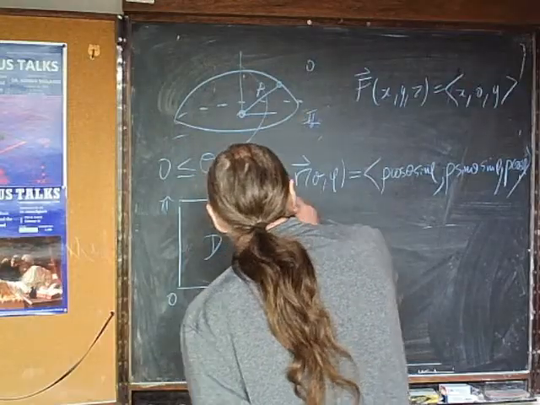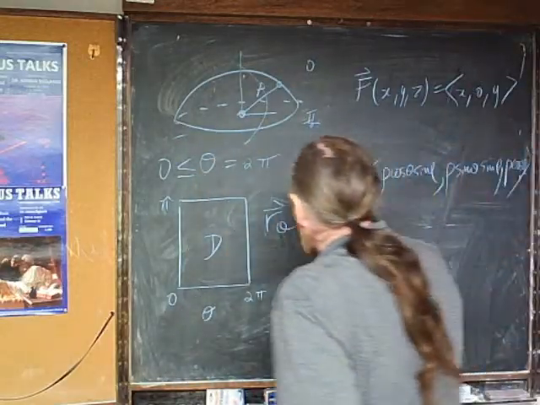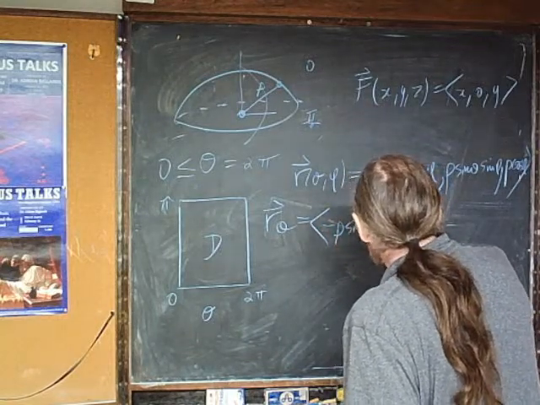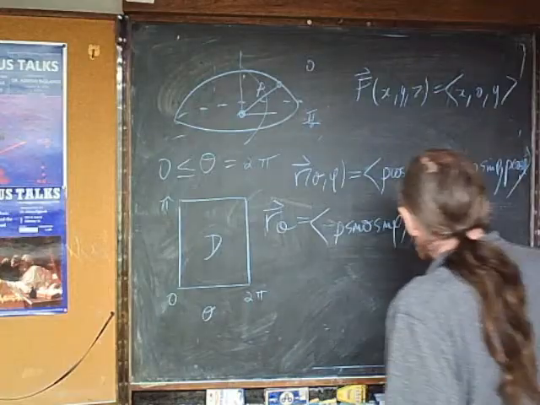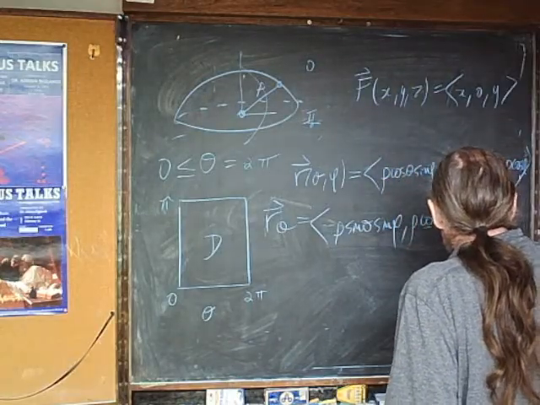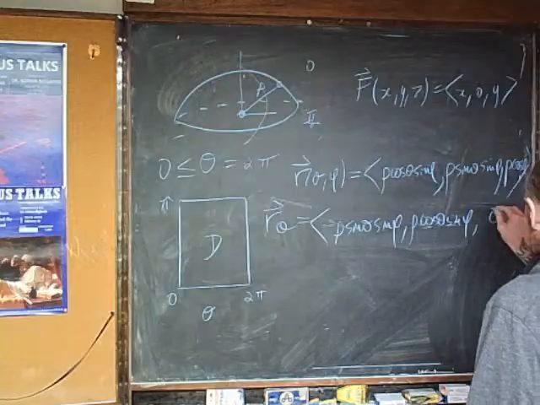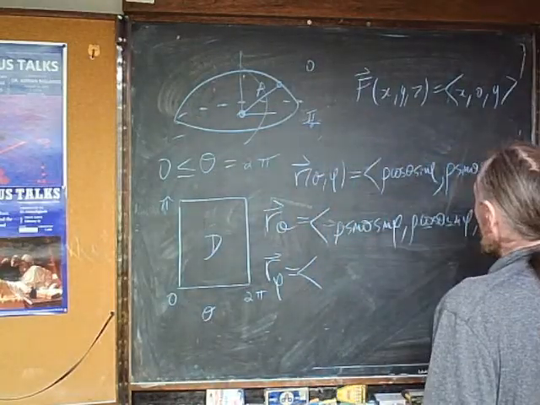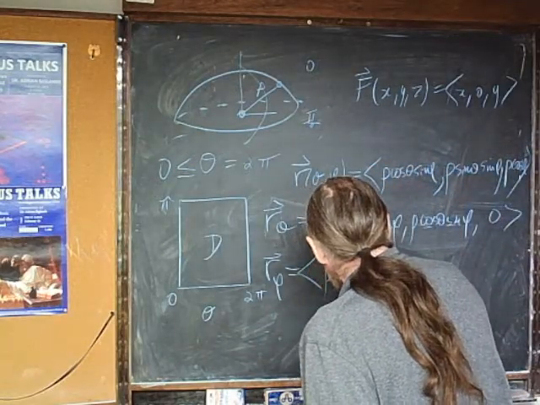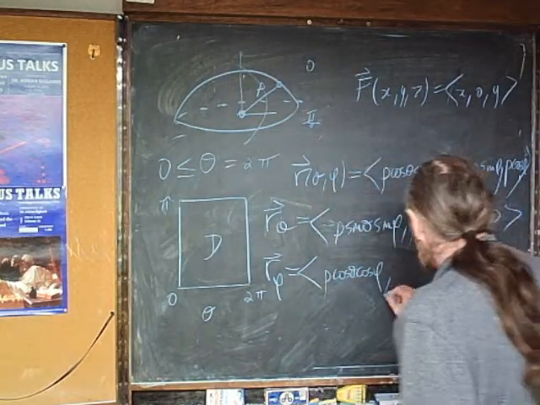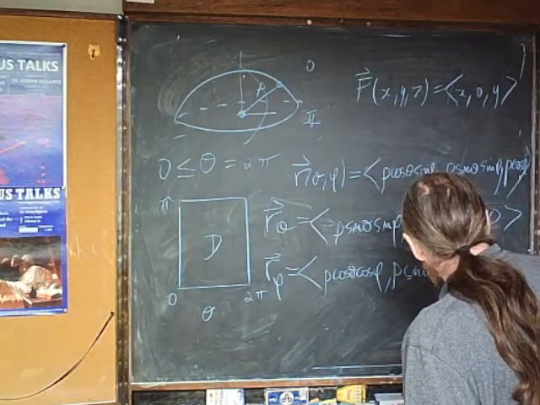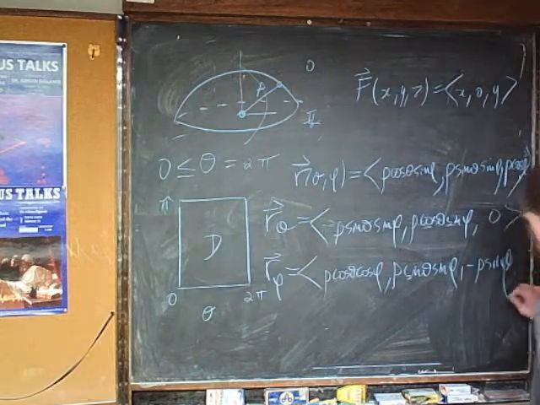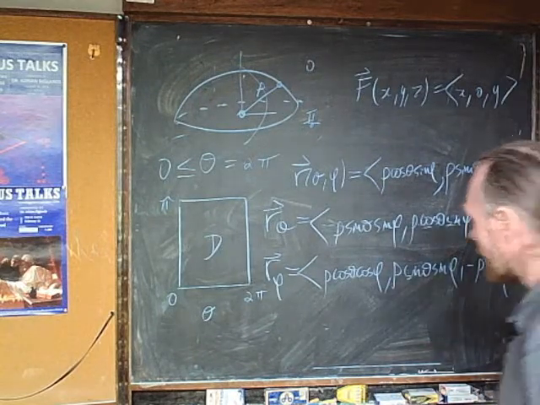What is our r theta now? It's the partial derivative with respect to theta. So this is going to be equal to negative rho sine theta sine phi, rho cos theta sine phi, 0, and our r phi is going to be equal to rho cos theta cos phi, rho sine theta sine phi, negative rho sine phi. Then we have to cross product those, right?